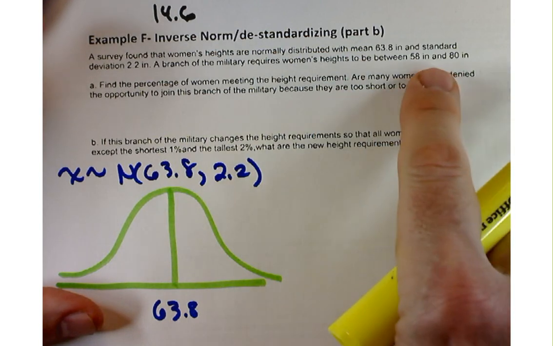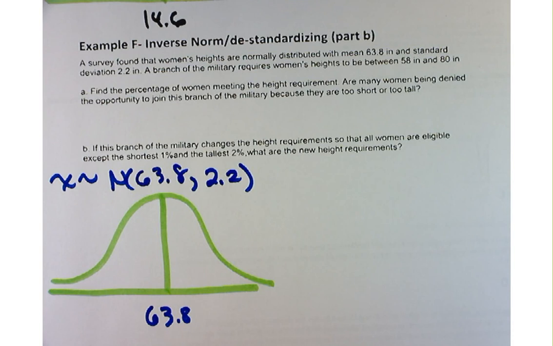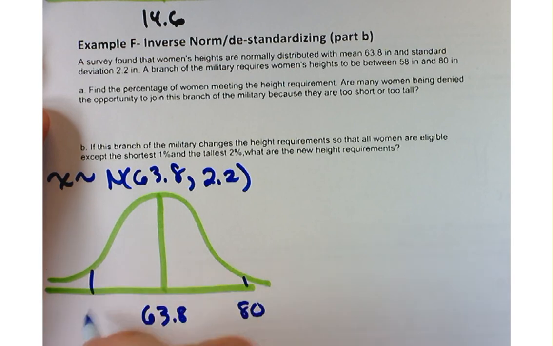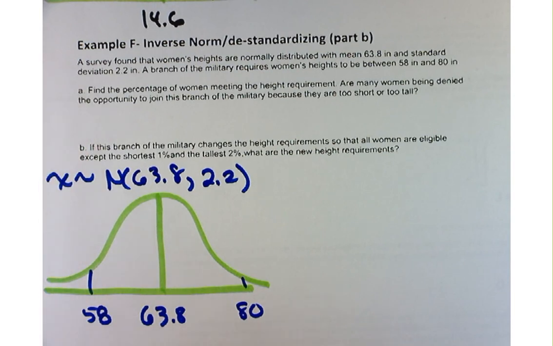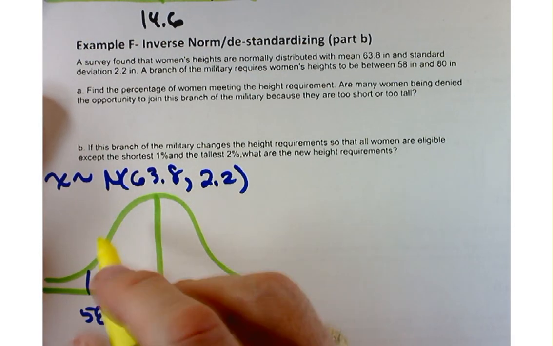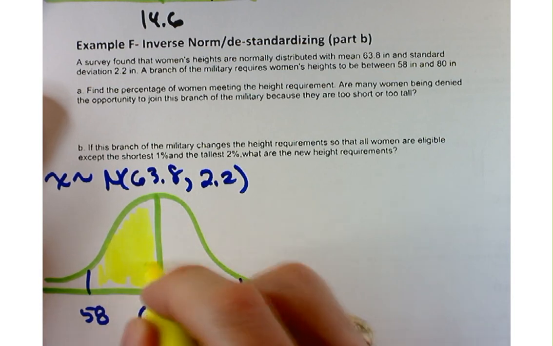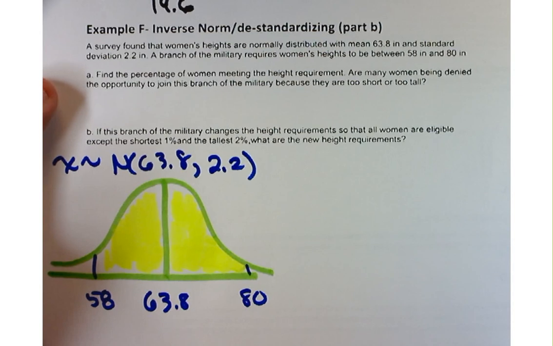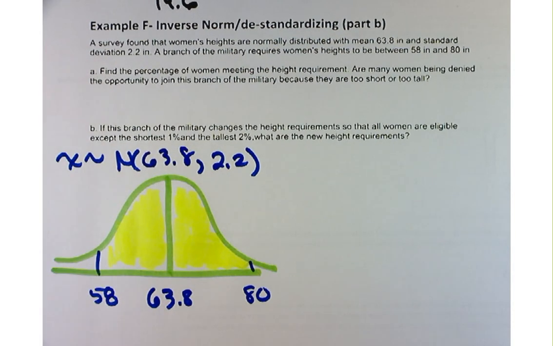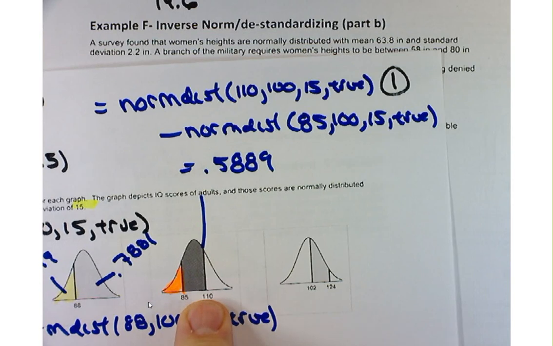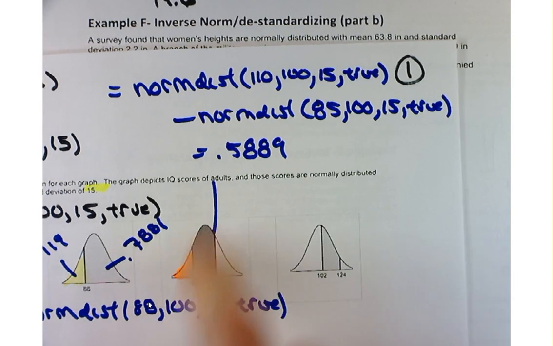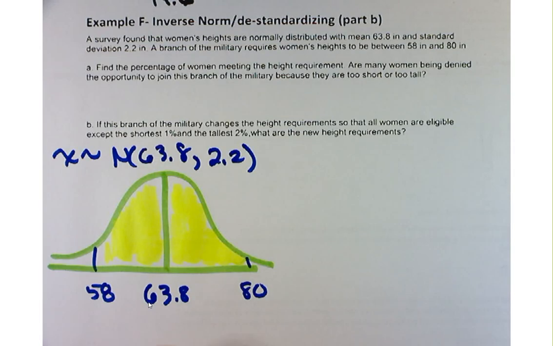So we're looking at trying to find the area between women with a height of 80 inches, which is going to be way out here, and heights of 58 inches, so down here. What percentage of women have heights in this area? How are you going to find that? Yes, norm distribution and then subtract. This is just like what we did with that third part of example A. You had to find the area to the left of 110, subtract off the area to the left of 85, and that will give you the area in between. So you got to do that with this one.